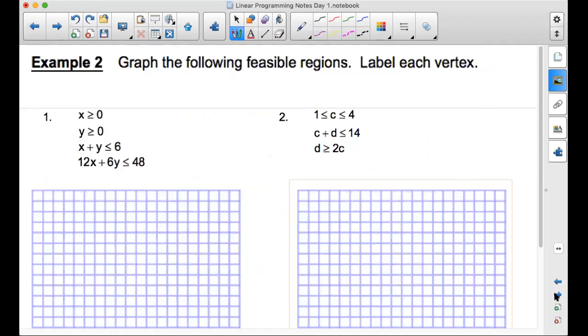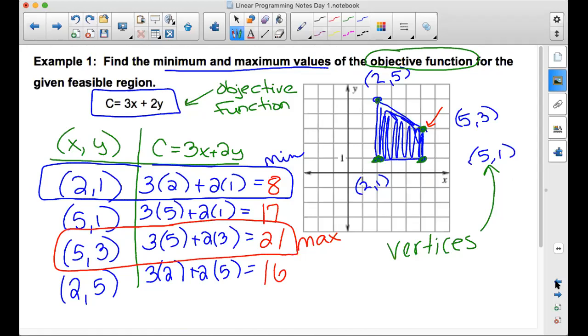Question? Yeah. Just to ask, is that all we have to do to write our answers? Yeah. Yep, that's it. So find the minimum. We found the minimum value at 2, 1. It's equal to 8. We found the maximum value at 5, 3. It's equal to 21. That's it. Other questions?